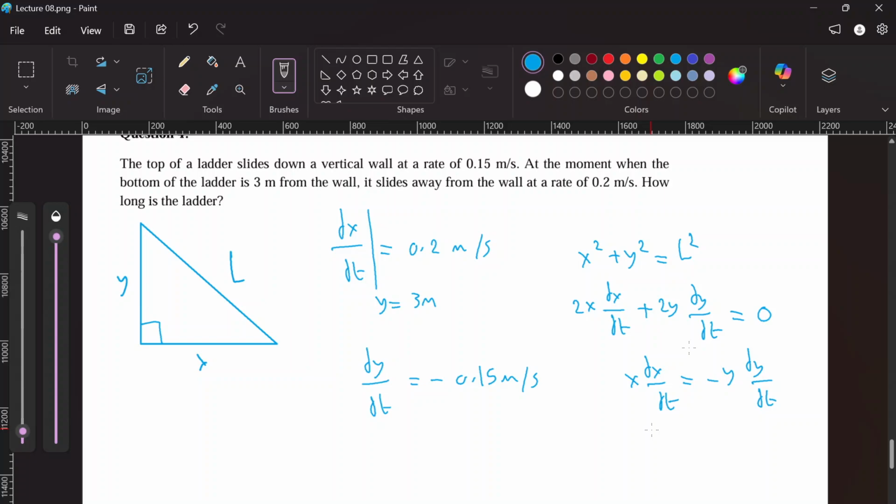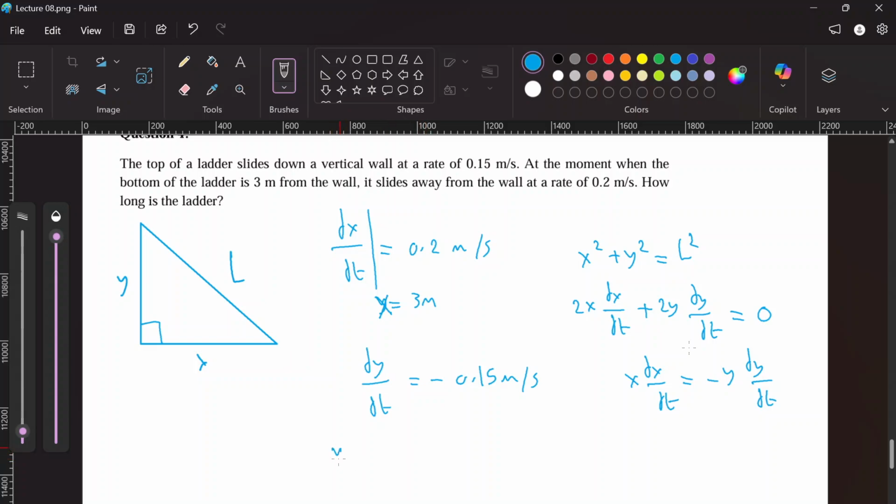No, the bottom of the ladder is 3 meters from the wall. So x is given: x equals 3. We need y, so we can just substitute the known values right now.